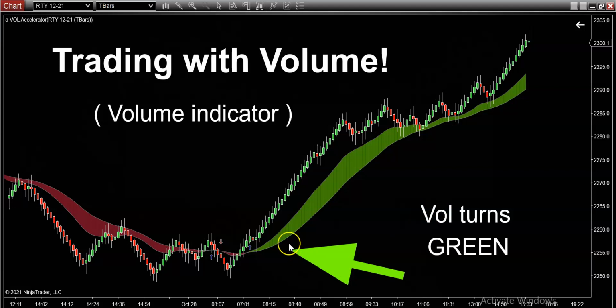You can see that the volume turned green here at approximately 7:15 in the morning. All right. In fact, let me go ahead and isolate that area. You see that right there? Guys, this is your clue. This is your clue that a new direction has potentially started. Okay. Now, why is that important?